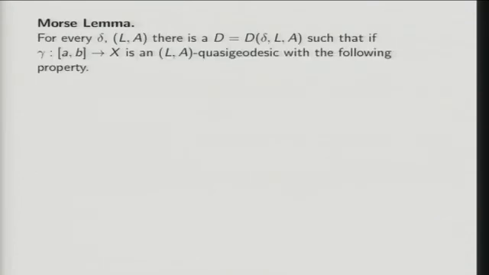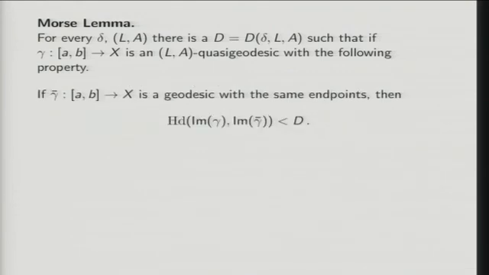So the Morse lemma says that if you have an (L, A) quasi-geodesic inside a delta hyperbolic space X, right? And then if you take gamma bar, this will be a geodesic with the same endpoints. Well, then the Hausdorff distance between the quasi-geodesic and the geodesic gamma bar, or rather the images, is less than this number d. Okay? So we're saying you have a delta hyperbolic space X, you have a quasi-geodesic gamma, and then you look at a geodesic with the same endpoints, then these 2 subsets have uniformly bounded Hausdorff distance d. It depends only on the constants L, A and the hyperbolicity constant delta. All right?